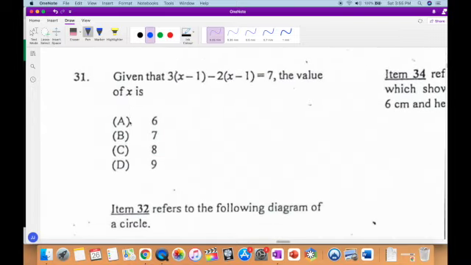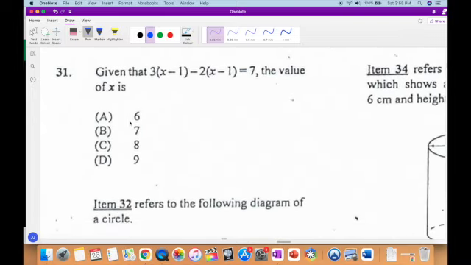It confuses you unnecessarily. Given that the value is 7, find the value of x. So this is a solve for x thing. The first thing I need to do is expand the brackets. So I have 3 times x is 3x. 3 times 1 is minus 3. And then I have minus 2x. And then 2 times negative 1 is plus 2. And that is equal to 7.